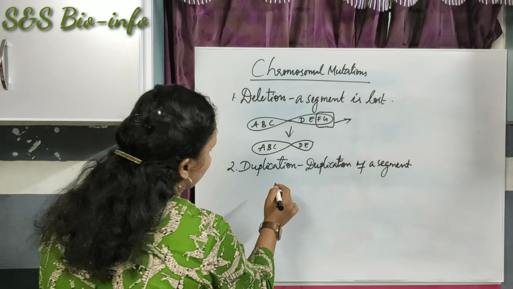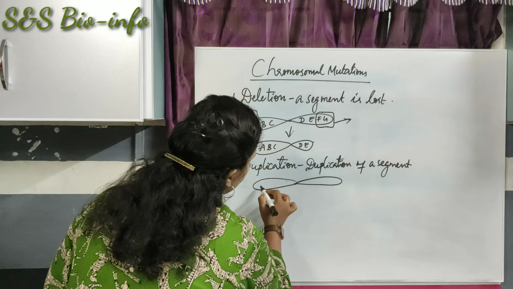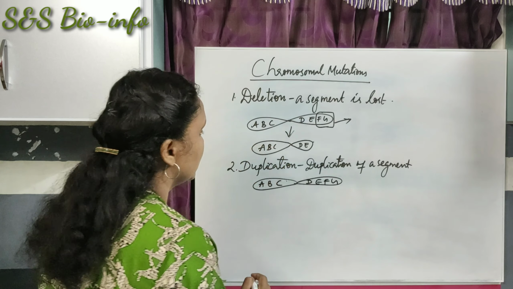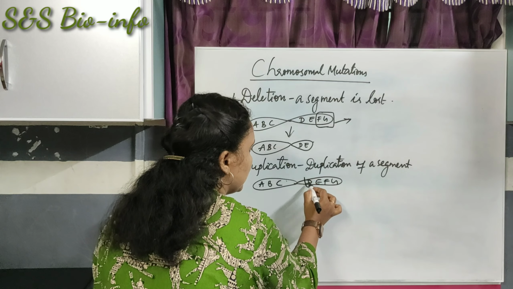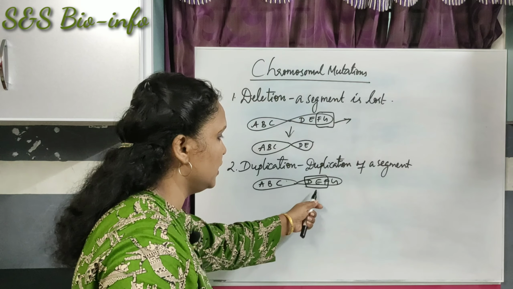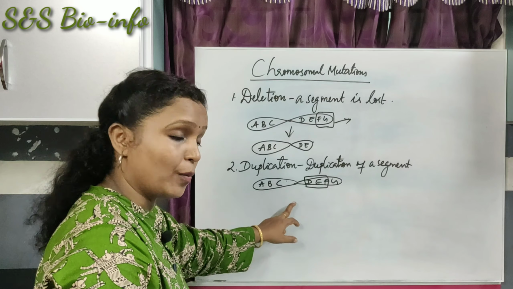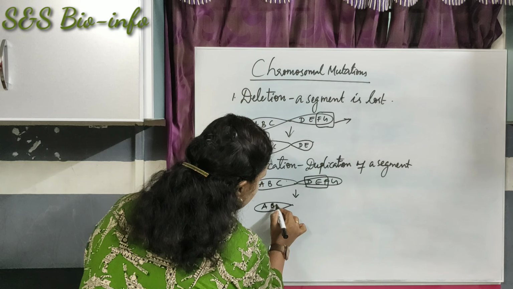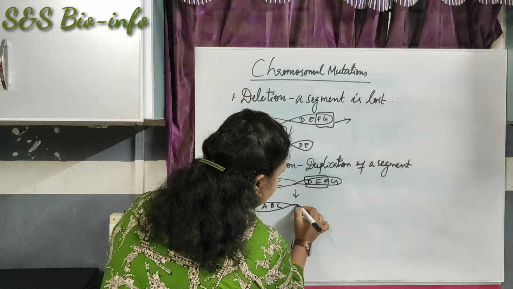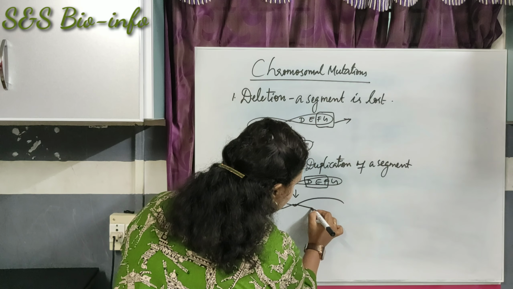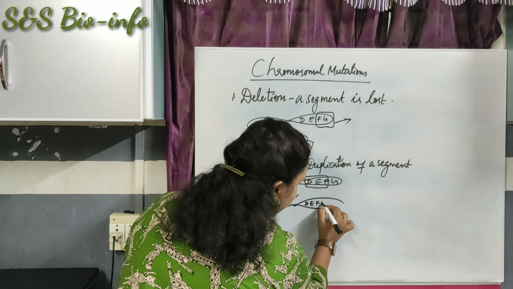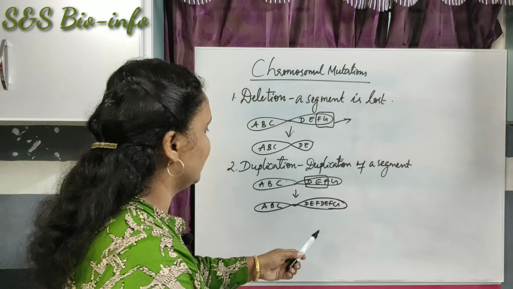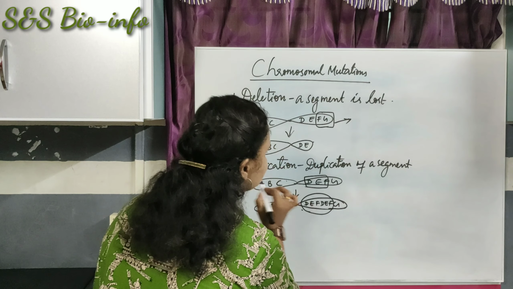So for this also we need to draw one chromosome: A, B, C, D, E, F, G. Suppose this particular segment D, E, F is duplicated. The structure of this chromosome will be like this: A, B, C in one arm. In the next arm we will have the duplicated D, E, F, again D, E, F, then G. Okay, this part is duplicated.